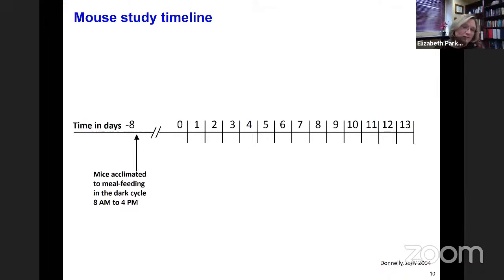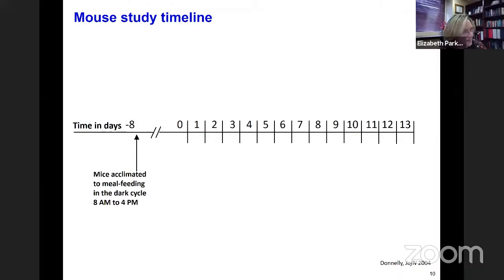So let's look at a mouse timeline to label up liver fat. This experiment took us about 20 days the first time we did it. We acclimated the mice to meal feeding during the dark cycle. And I'm going to take a minute to describe this because with respect to rigor and reproducibility, this has been a key component of our animal experiments. We basically remove the food availability from the mice in the light cycle.